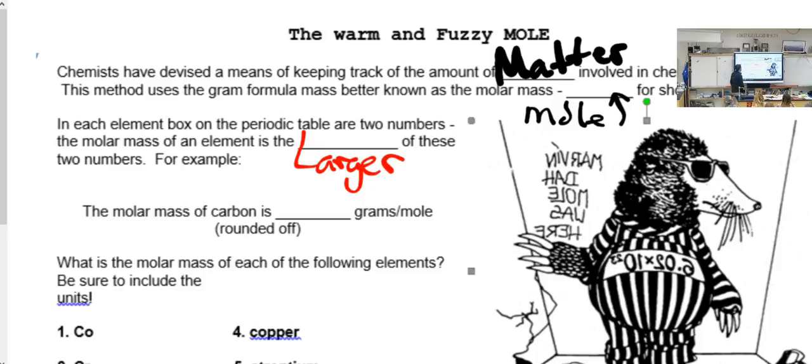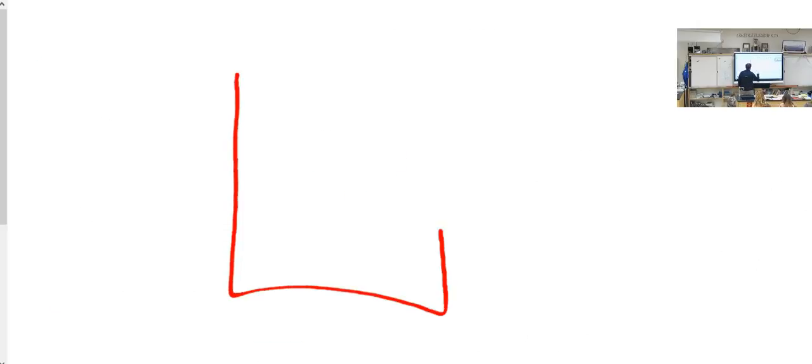All right, for example, the molar mass of carbon. So if we find carbon, everyone find it. It's on the top right-ish. It has a C, it has a 12, and it has a 6. Now yours might have a 6 and a 12. The location doesn't matter. What matters is which one's bigger and which one's smaller. Okay? Tell your lab partner which number's bigger. Easiest question of the year so far, right?